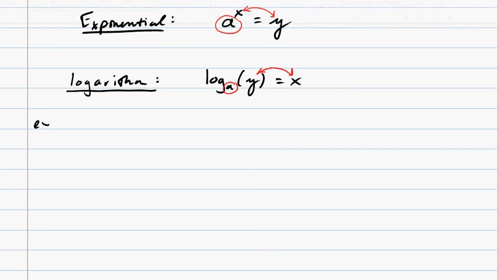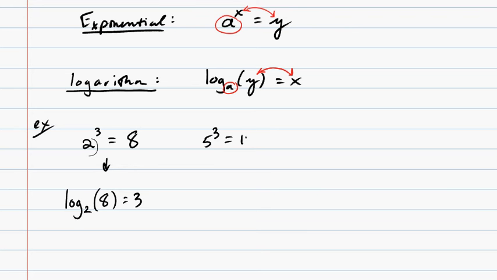So, for example, you could take something like 2 cubed, that's 8, and you could transform that into a logarithm. That would be log, and we keep the base here, and then the 8 and the 3 will switch. Okay? And so we would read this as log base 2 of 8 is 3. Another one, like 5 cubed is 125. Well, we transform that. That would be log base 5 of 125 is 3. The 125 and 3 flip.